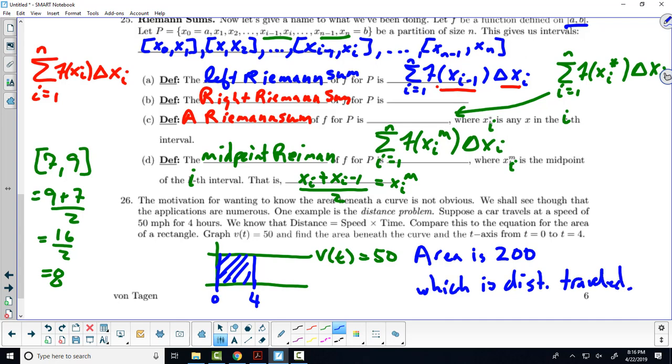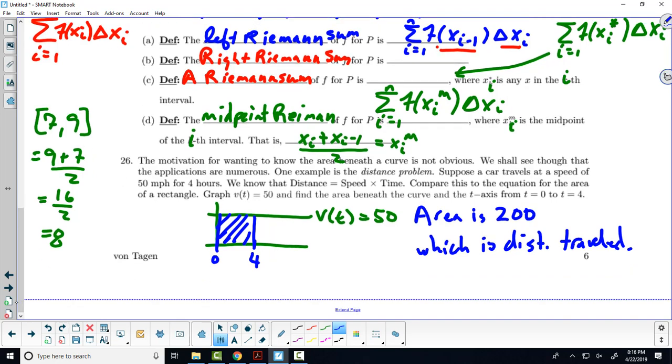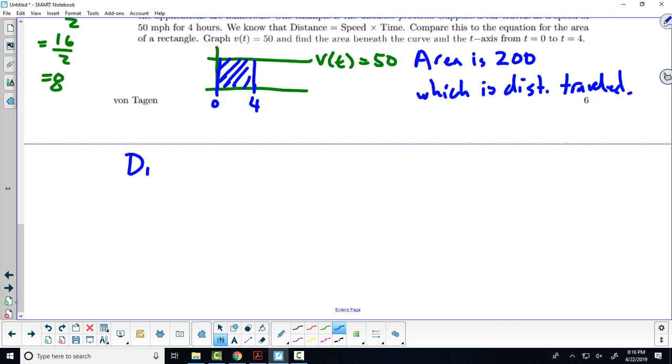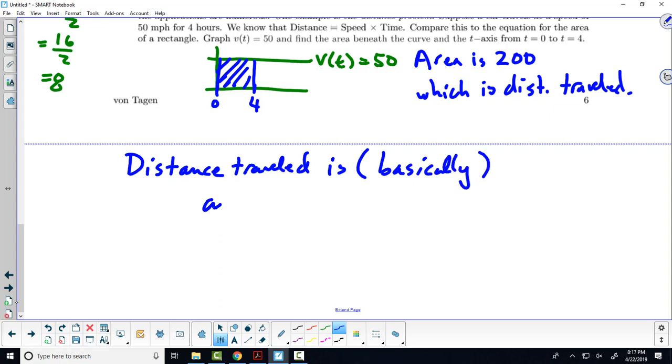Okay? I had a teacher once, he said, I see distance as an area. Well, that works in a lot of applications, not all applications, but I think that's a good thing to think about. The distance that you travel, let me just reiterate this one more time. The distance traveled is basically, let me be a little careful here, basically the area under the velocity.